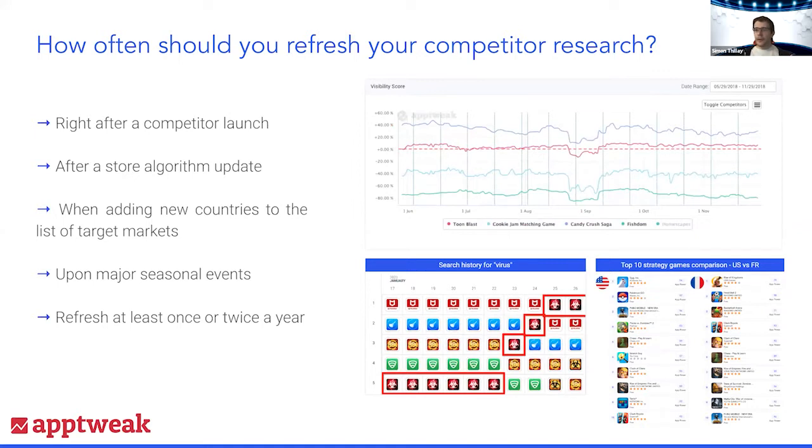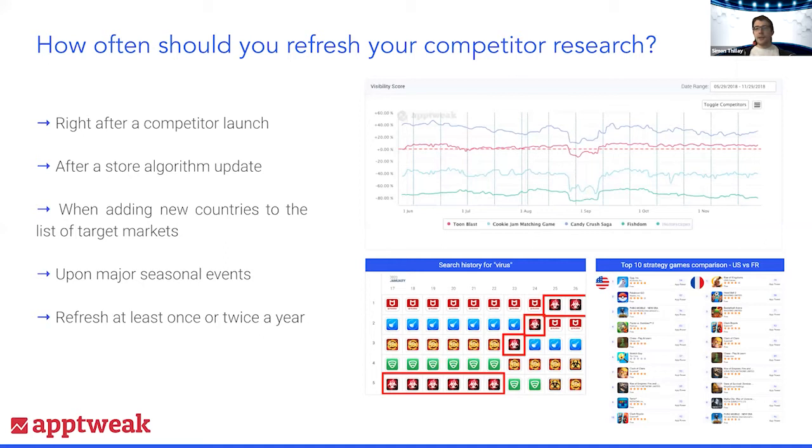Last thing to remember about how to create your competitor list and classify your competitors is that you should refresh the list every once in a while. So some of the situations where you should refresh your list, I believe, are after a competitor launch, obviously adding this competitor and also checking if other competitors you might not have thought of have also entered the market. But also after a store algorithm update, finding out how your visibility has changed and who has benefited from the algorithm update.